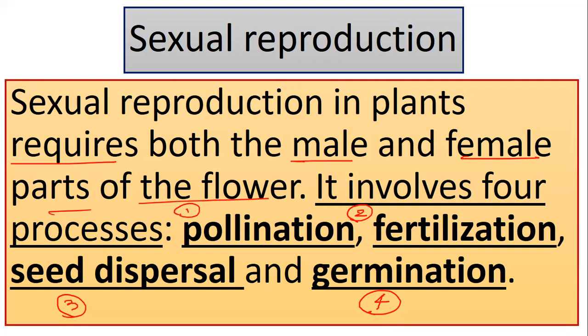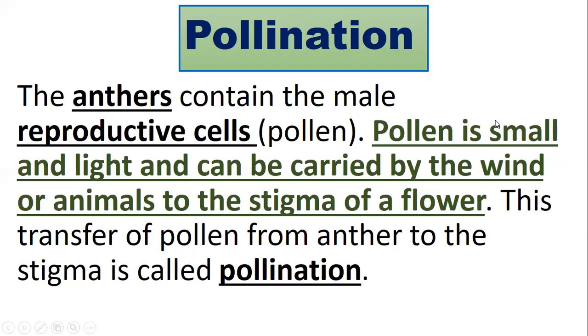Sexual reproduction. Number 1, pollination. What do you mean by pollination? Who can remember the parts? Imagine, look at your copy. Look at your drawing. Can you see the stamen and pistil? Everybody? Can you see the stamen and pistil?